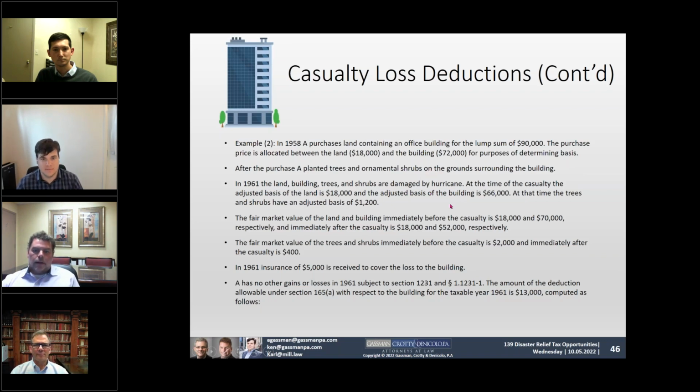So at the time that the event happened, the adjusted basis in the building was $66,000. The adjusted basis in the trees was $1,200. So that's going to be some of our caps that we might have to look at. What happened as a result of the casualty is that the value of the building decreased from $70,000 to $52,000. And the value of the trees decreased from $2,000 to $400. $5,000 was received to recover the loss on the building. Nothing was received to cover the loss on the trees.